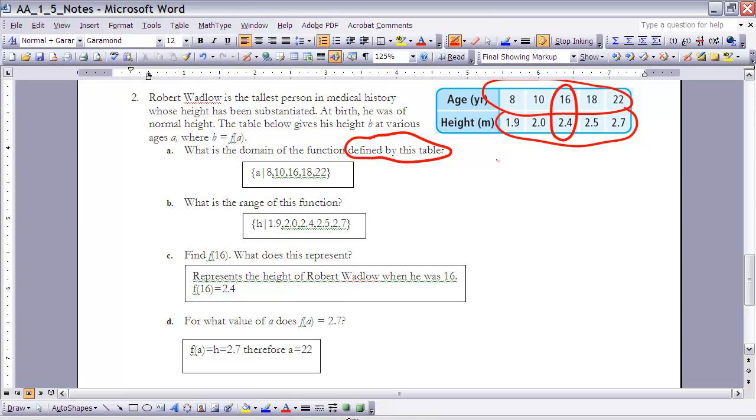Part D says, for what value of a does f of a equal 2.7? So when we're doing that, now we're looking for the value of the age when we know the height is 2.7. Remember that f of a equal to 2.7 is like saying h is equal to 2.7. Therefore, at a height of 2.7, the age was 22. So a would have to be 22.